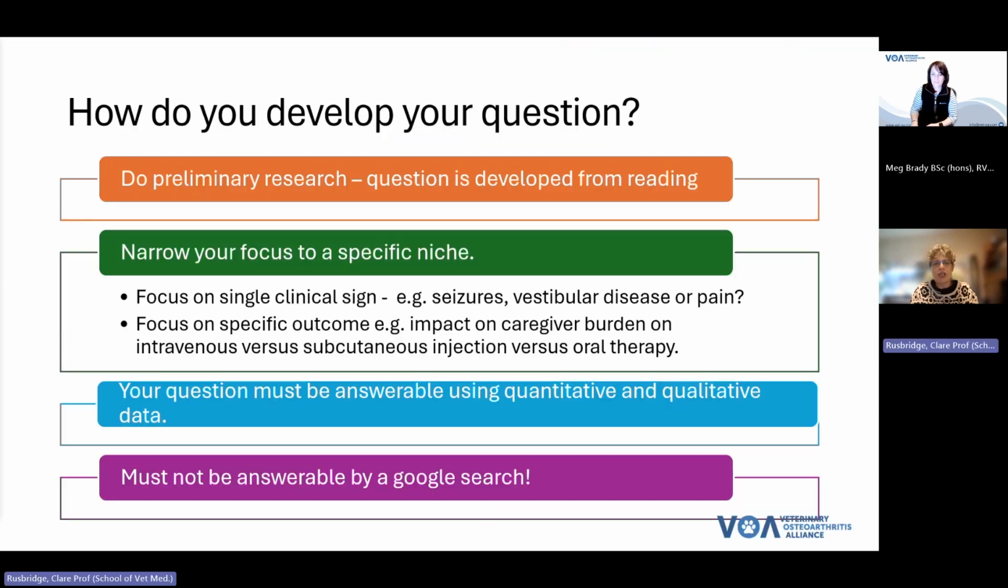You then need to look at how you develop your question. So you have your question, early neutering. Shall we stick with that one? Then you need to start looking at all the literature on early neutering. I use PubMed. Some people use Google Scholar. There's all sorts of forums that you can have.